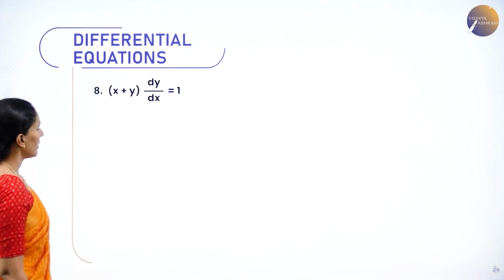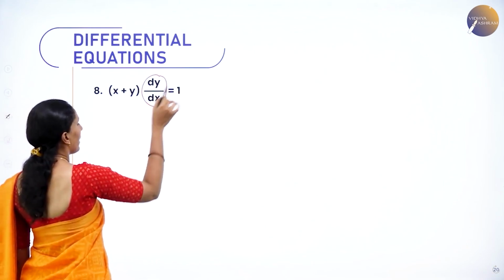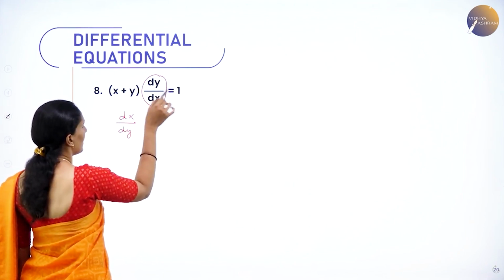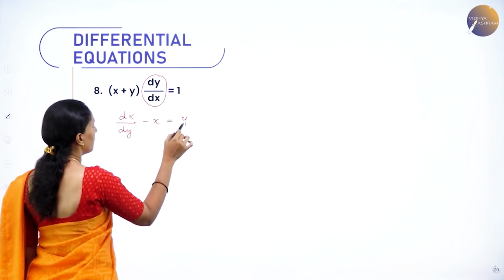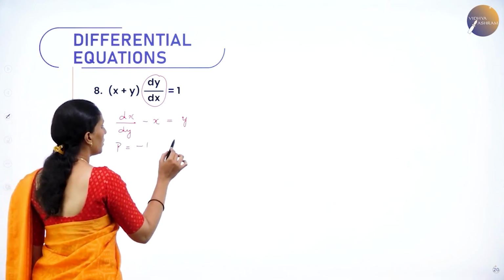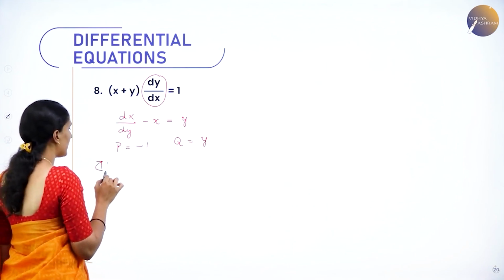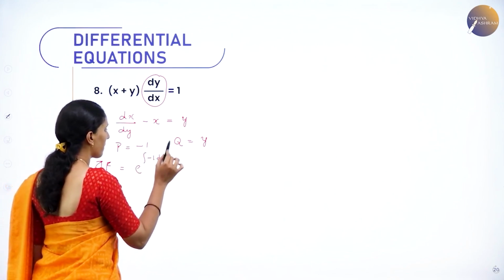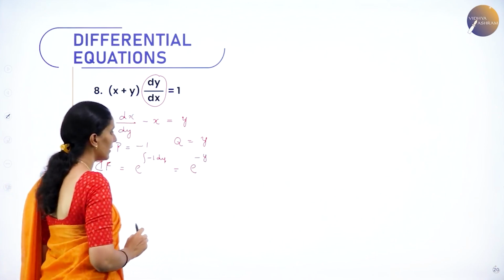Next one, x plus y dy by dx. I'll put dy by dx, then this becomes dx by dy. X plus y, I'll take minus x here, is equal to y. Now here p is equal to minus 1, q is equal to y. Now the integral factor is e to the power integral of minus 1 dy. So this becomes e to the power minus y, the integral factor.